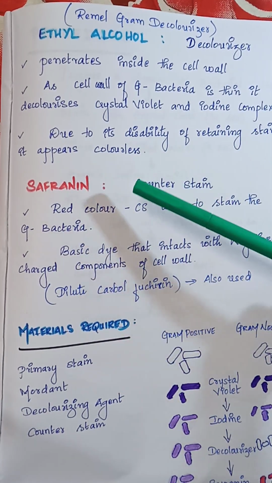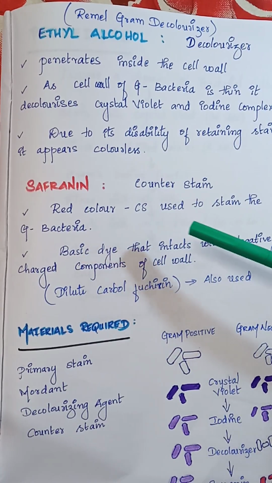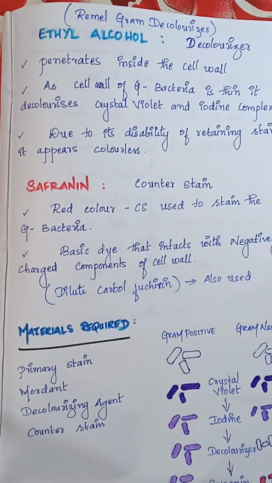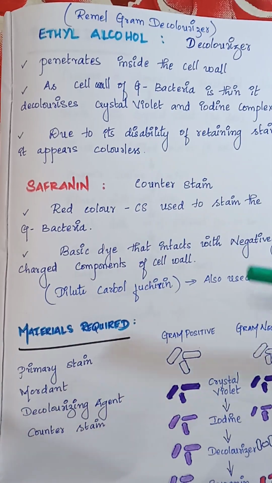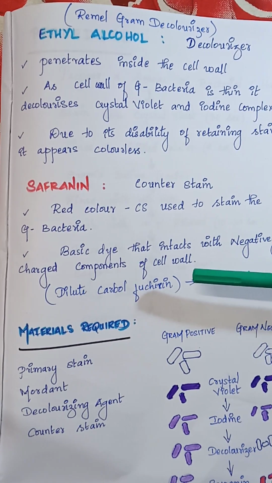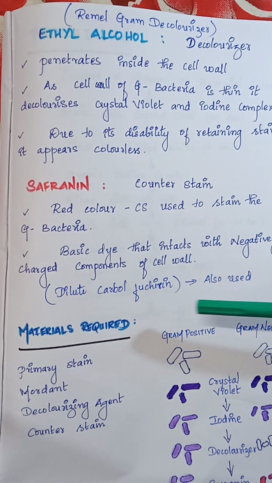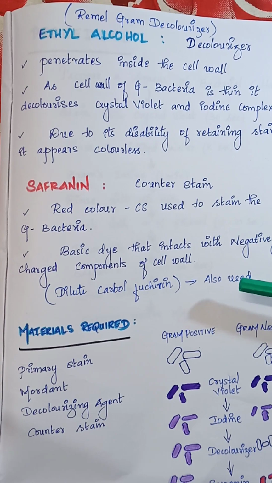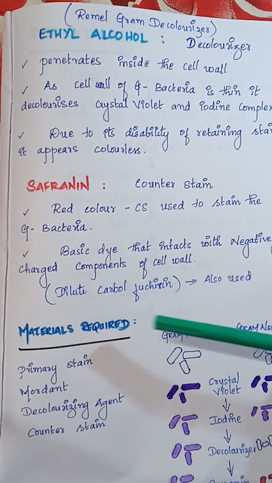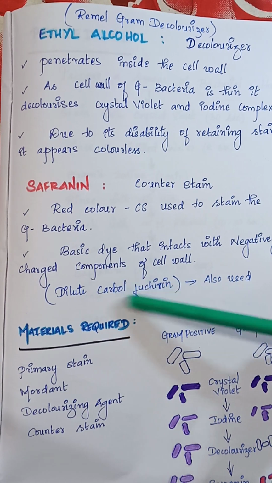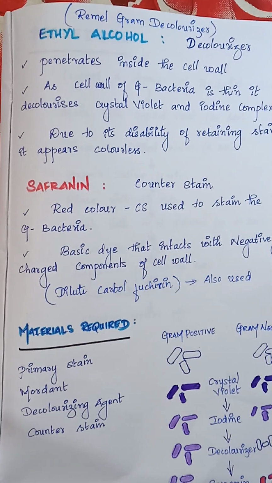Okay, so safranin is basically a red color. So it is used to stain the gram-negative bacteria. As I said already, safranin is used to stain gram-negative bacteria. It is also a basic dye which interacts with the negatively charged compounds of the cell wall. Okay, instead of the safranin, we can also use dilute carbol fuchsin. This can also be used as an alternative for safranin.